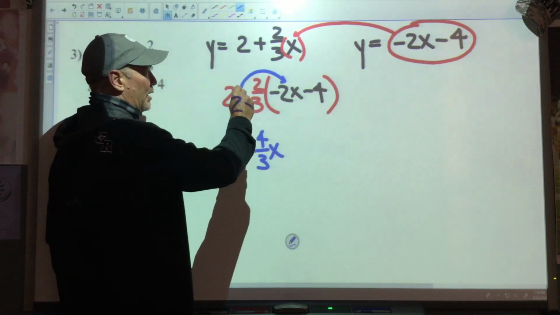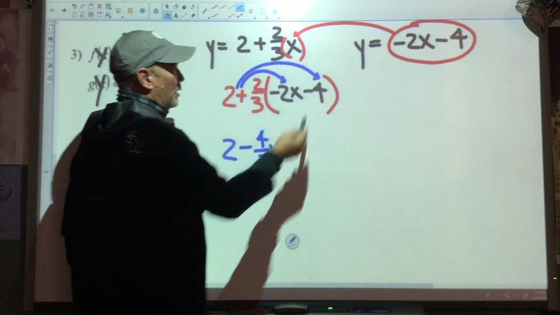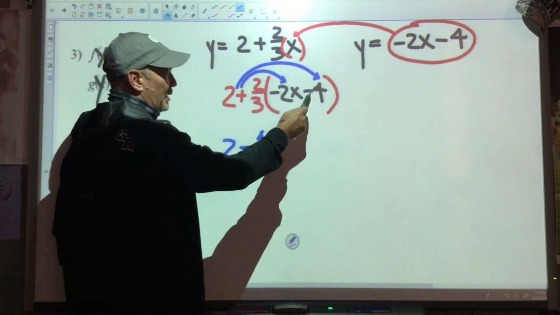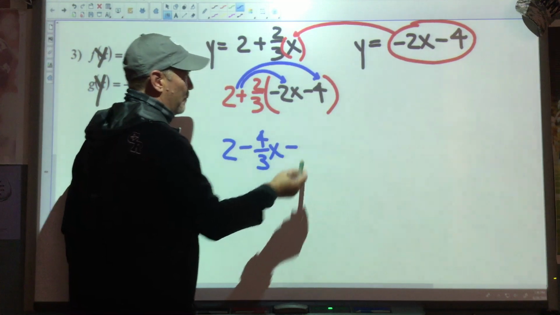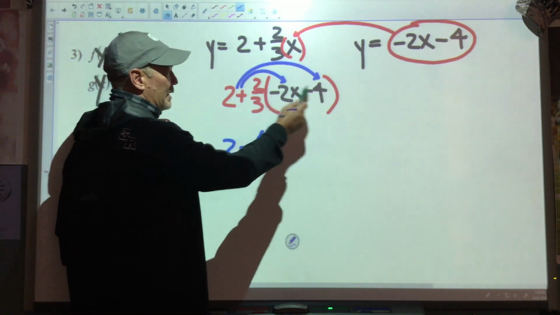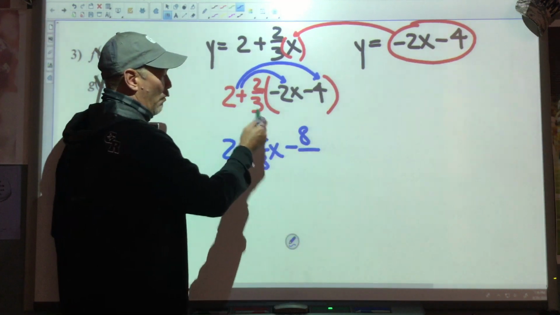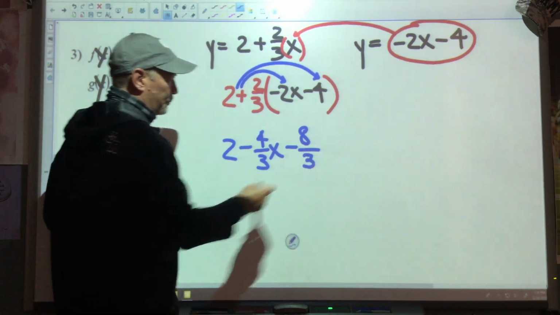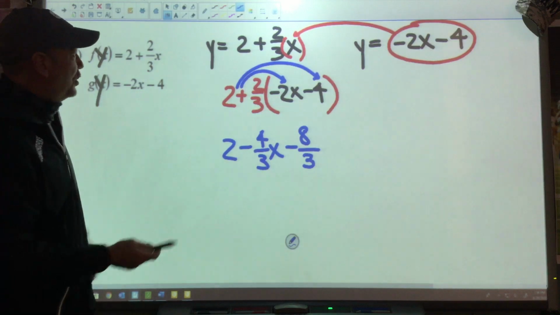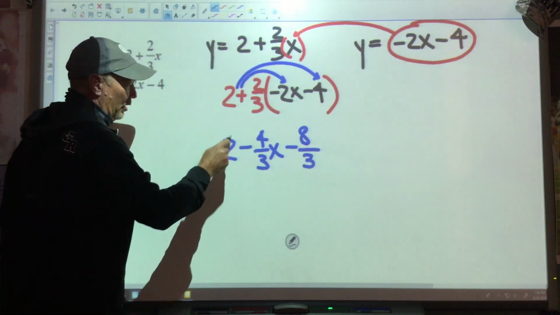We also have to take it to the back end. So we're going to say a positive times a negative is a negative. 2 times negative 4 is 8. There's our 8 over 3. I need you to look at this. Look at my 2.